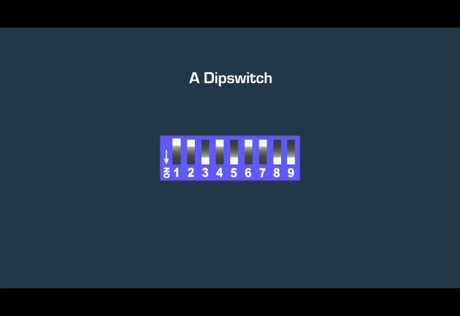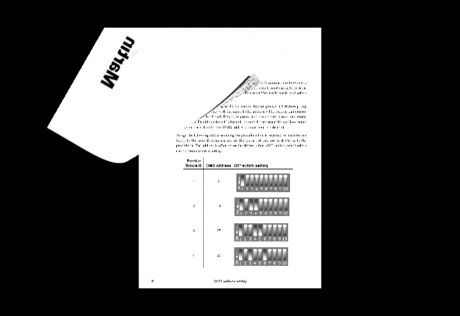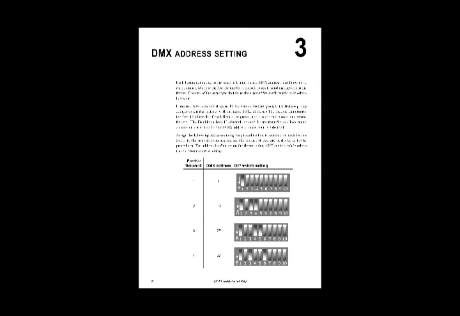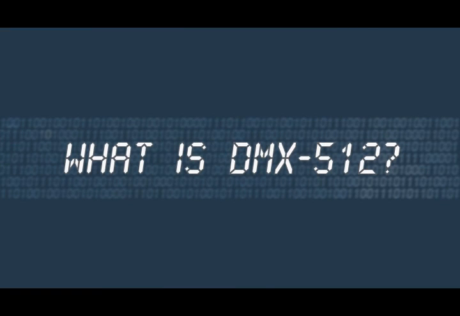If you know about binary, it's easy to figure out how to set the dip switch. If you're not a binary expert, don't worry. The Freekie manual lists every possible dip switch setting you'll ever need with the Freekie. That said, it's always a good idea to know exactly how to work out the dip switch settings yourself. The chapter What is DMX 512 will tell you everything you ever wanted to know about binary and dip switches.